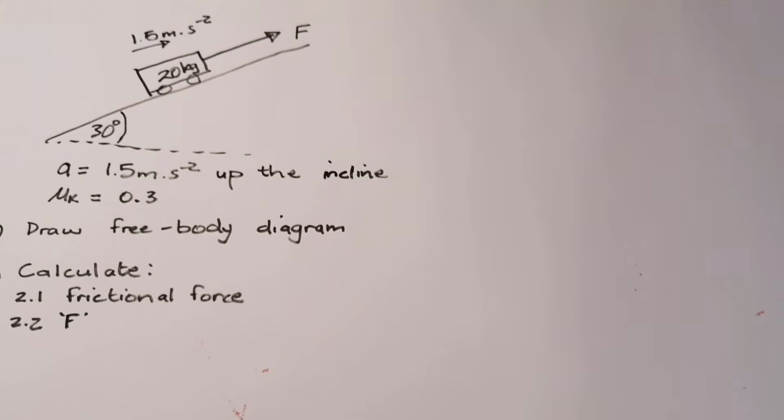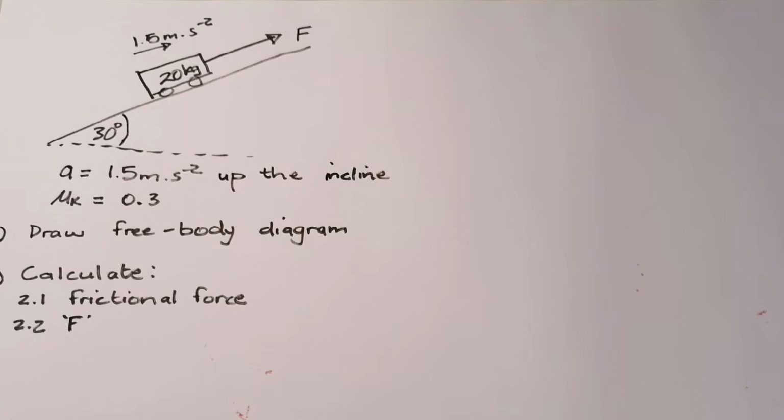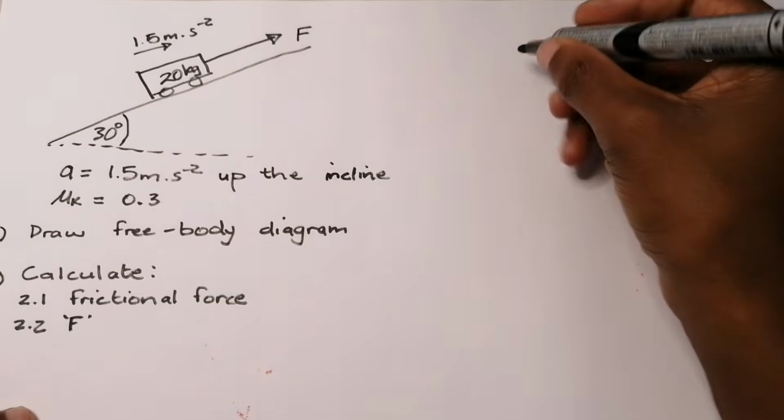Right, let's go ahead. Suppose we are given a 20 kilogram trolley that is being pulled up a 30-degree incline plane. They tell us that it's accelerating up the incline at 1.5 meters per second squared, and the coefficient of friction is 0.3. First of all, they ask us to draw a free body diagram. So let's start with a free body diagram.